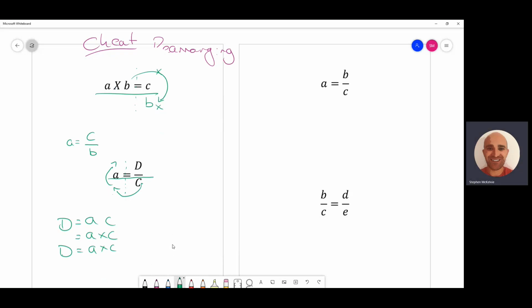If I want to find out what C is equal to by itself, sorry, I just need this to move. It's not moving for me. Okay, come on now.